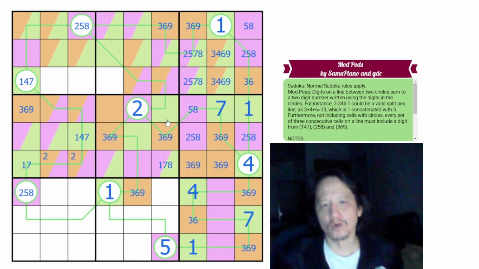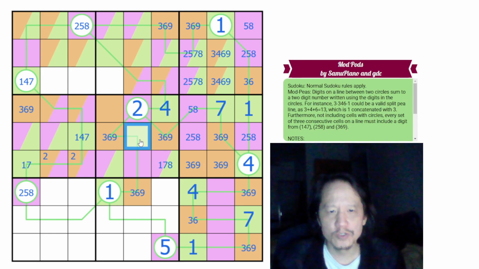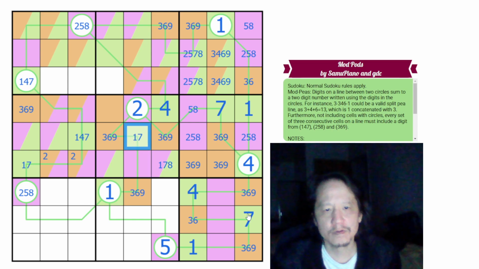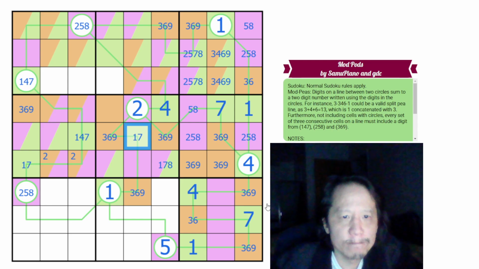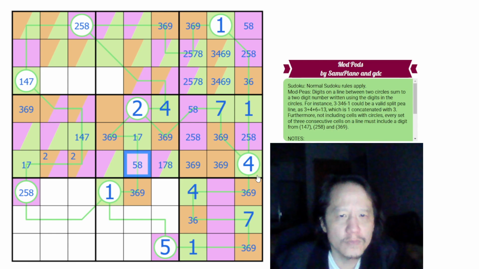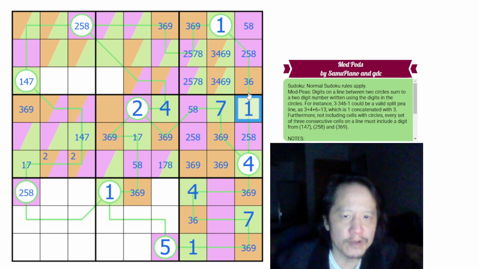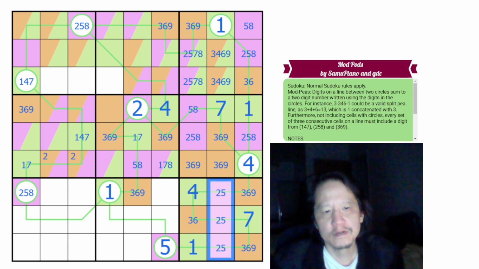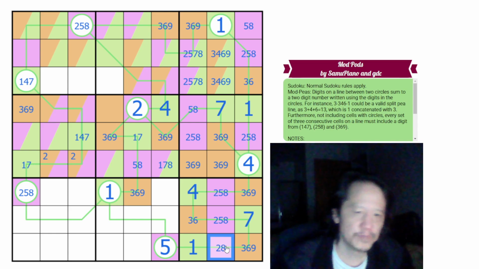This has to be 4. Which makes this, well, we don't know. This is 1 or 7. Okay, so this is 4. This is 5 or 8. Again, this could be 2, 8, and 3, or 2, 5, and 6. This is 2, 5, and 8. So this can't be 5.